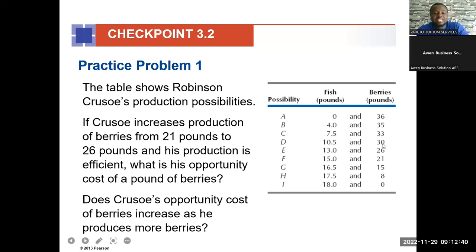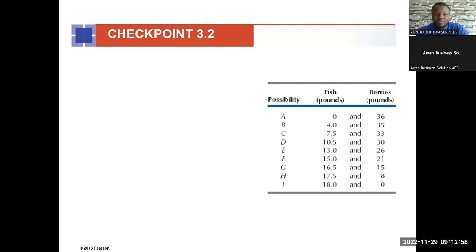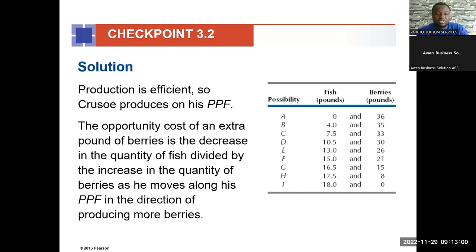26 to 30 is 4. So the new opportunity cost is going to be what? 2.5 divided by what? 4. 2.5 divided by 4. 2.5 divided by 4 is bigger than 2 over 5. Are we together? Let's look at the solution.